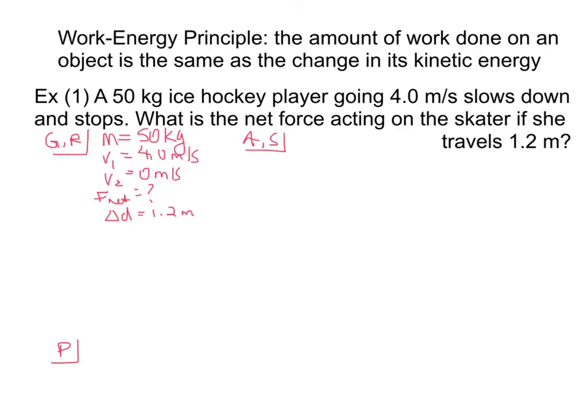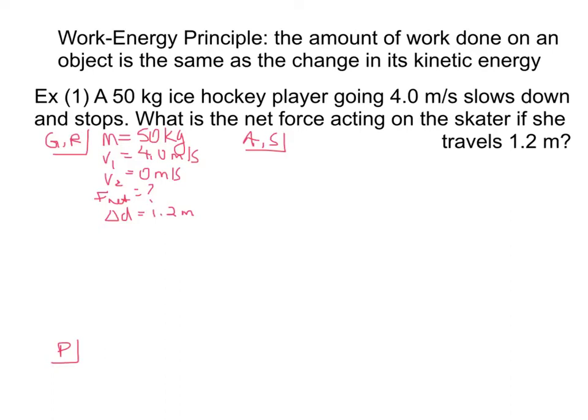We will often use what is called the work energy principle to solve problems. This principle says the amount of work done on an object is the same as the change in its kinetic energy. That is pretty evident from the previous slide, where we ended up with 1/2 mv2 squared minus 1/2 mv1 squared. So the amount of work on an object is the same as the change in its kinetic energy, or the difference between its start and end kinetic energy.